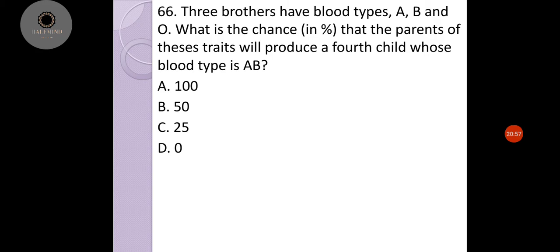Now, in order to answer this question, gagamit pa rin tayo ng Punnett square. But we don't know the genotype ng parents ng tatlong brothers na to. So, the given that we have is, mayroong 3 brothers na tag-iisa, mayroong blood type na A. Si brother 1 is mayroong blood type na A. Si brother 2 mayroong blood type na B. And then si brother 3 is mayroong blood type na O. And then, ang hinahanap natin is yung percentage na magkakaroon sila ng 4th child or brother 4 na magkakaroon din ng blood type na AB.